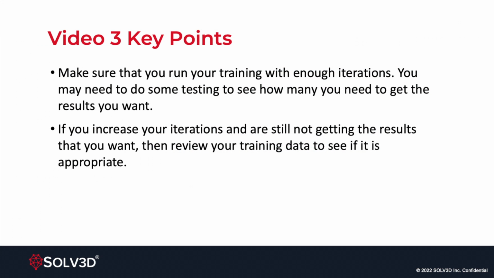There are two really important things to keep in mind as you're training your model. First, you need to make sure that you're using enough iterations. Use the TensorBoard graphs to get an idea as to how many iterations you're going to need to achieve the results that you want. The second one is, even if you increase your iterations and you're not getting the results that you want, then you need to go back and review your training data to make sure that you're using relevant and appropriate data for training your model.